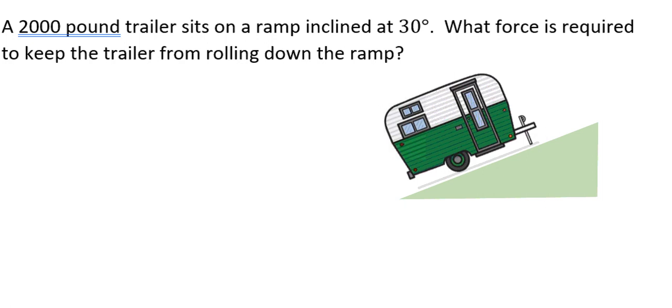In this video, we're going to be doing a problem where we're going to be finding a force. In this problem, we have a 2,000-pound trailer sitting on a ramp inclined at 30 degrees. We want to know what force is required to keep the trailer from rolling down the ramp. So let's look at what information we've been given. So we've been told that the ramp has an incline of 30 degrees.